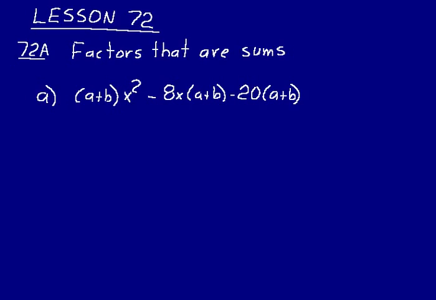Now, we've learned how to factor trinomials. We've learned how to factor greatest common factors out of trinomials. Now we're going to look at sums and find sums to factor out of trinomials, and then we factor the trinomial into two binomials. Now these problems are contrived problems just like the ones in Lesson 71.